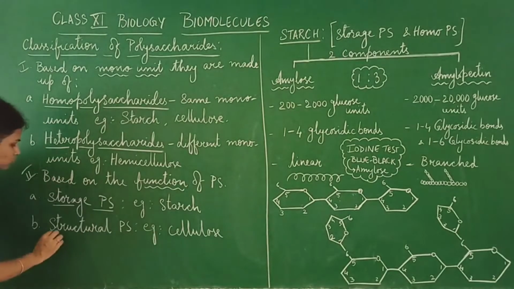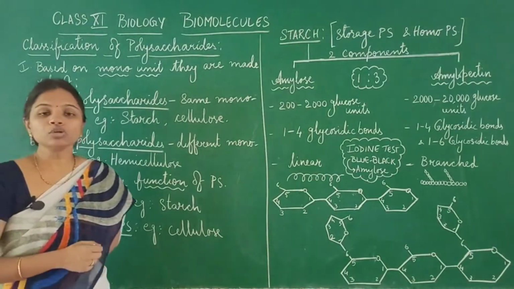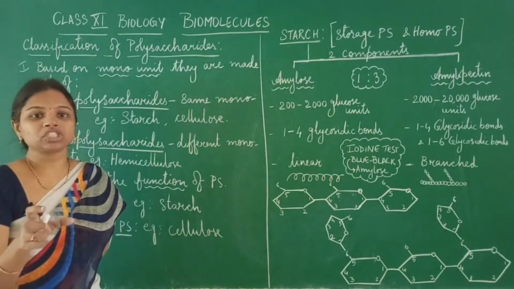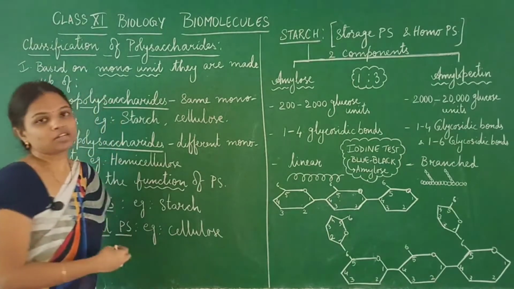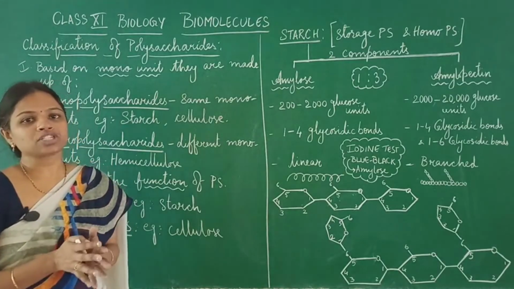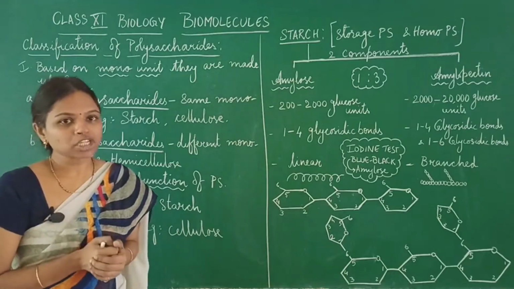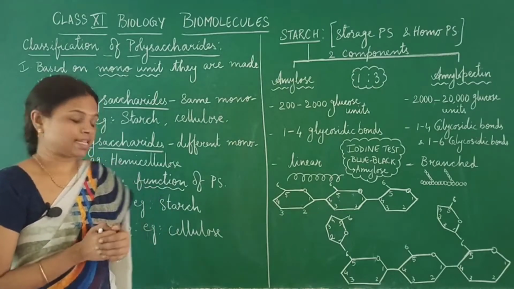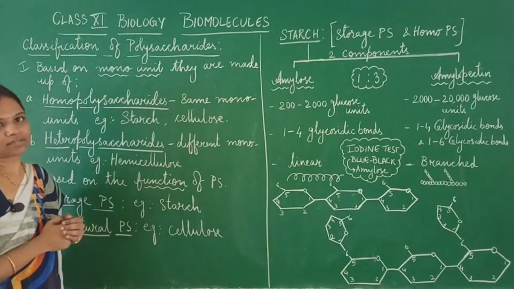Then coming to the structural polysaccharides. These polysaccharides usually help in the formation of the cell structure. The best example is cellulose. So, cellulose is one of the very essential components of the cell wall. So, it is helping in the formation of the structure of the cell. That is why it is called a structural polysaccharide.